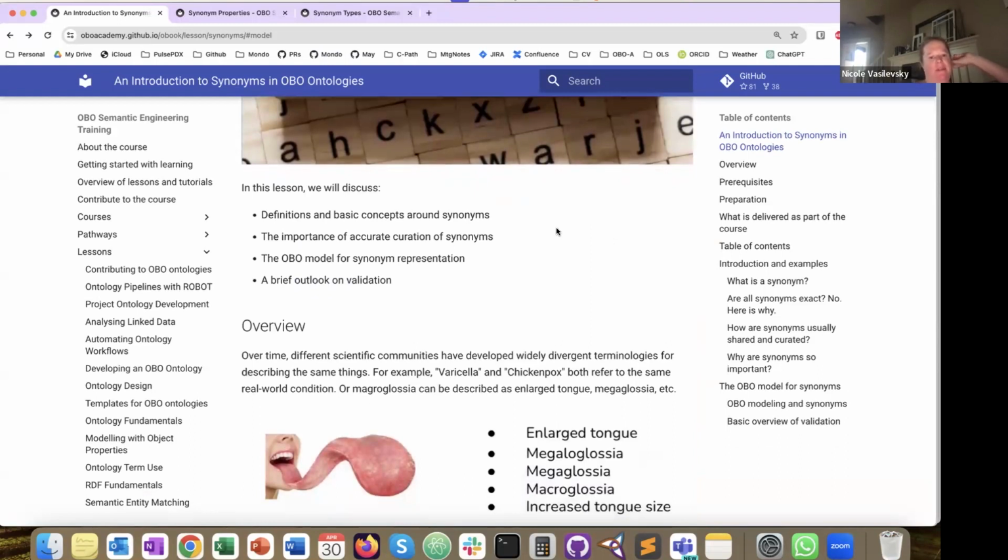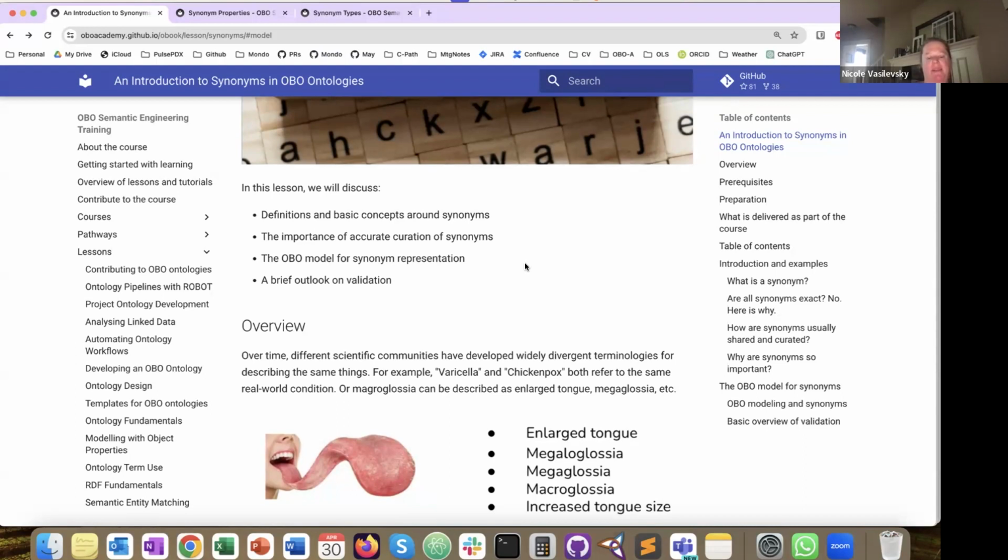So today we're going to discuss 4 main topics, including the definition and basic concepts around synonyms. I think we all probably know what a synonym is, but there are other considerations on how we use synonyms in our ontologies. Second, the importance of accurate creation of synonyms. Mondo and all the OBO ontologies we develop are community-based ontologies. At least speaking from my use cases with Mondo, we get a lot of requests for synonyms, and sometimes they're not completely accurate. So it's important that we keep in mind how important it is to have accurate synonyms.